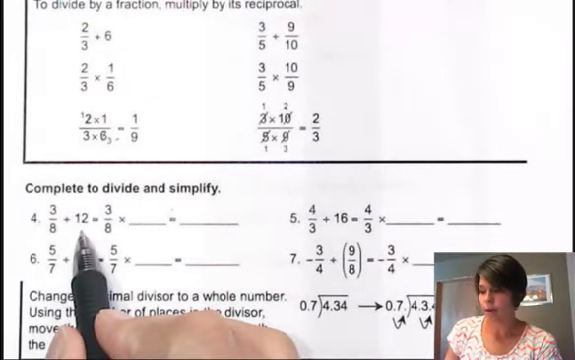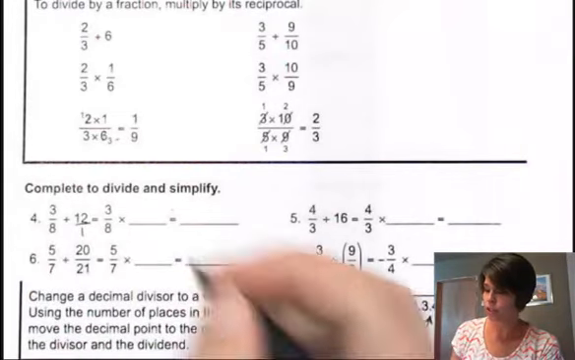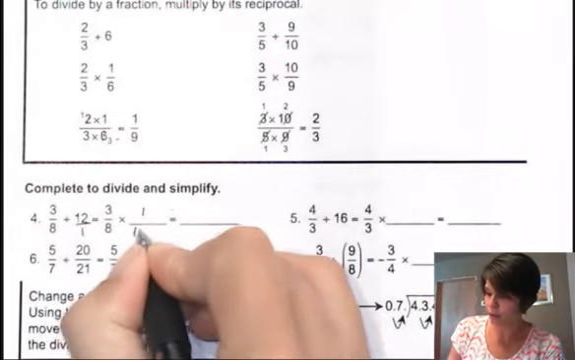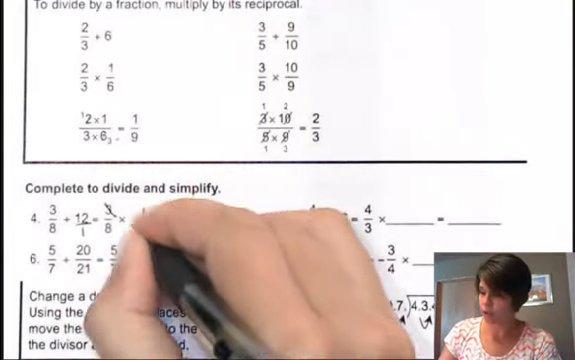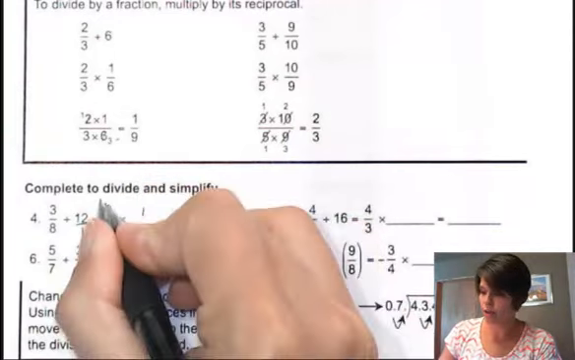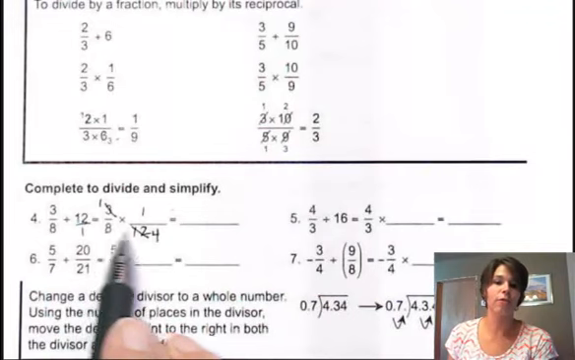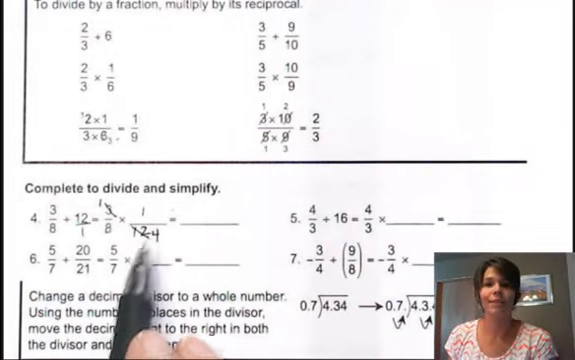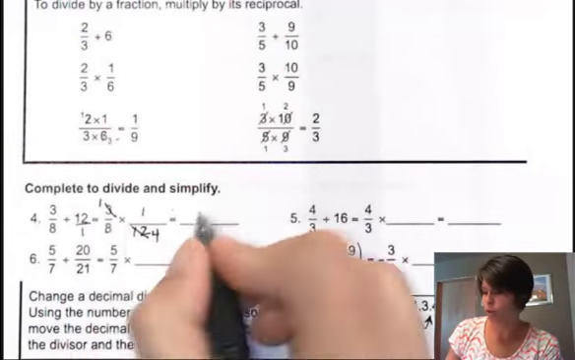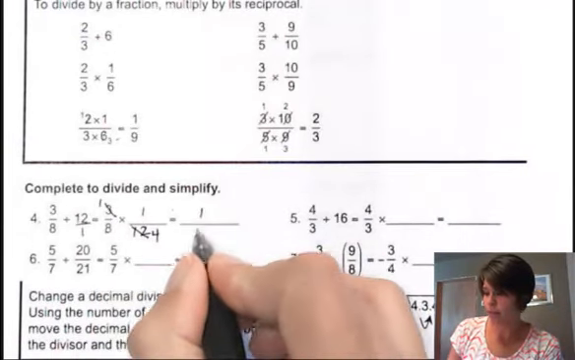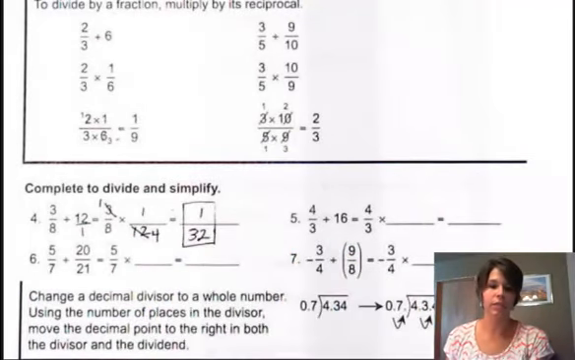So 3/8 divided by 12. Remember, that's like 12 over 1. So let's do the reciprocal of that. 1/12. Let's reduce. 3 and 12 have a common factor of 3, so that's 1 and 4. I cannot reduce 8 and 4 because they're both in the denominator. Don't make that mistake. So now I can multiply across my numerators. 1 times 1 is 1, and 8 times 4 is 32, so 1/32.